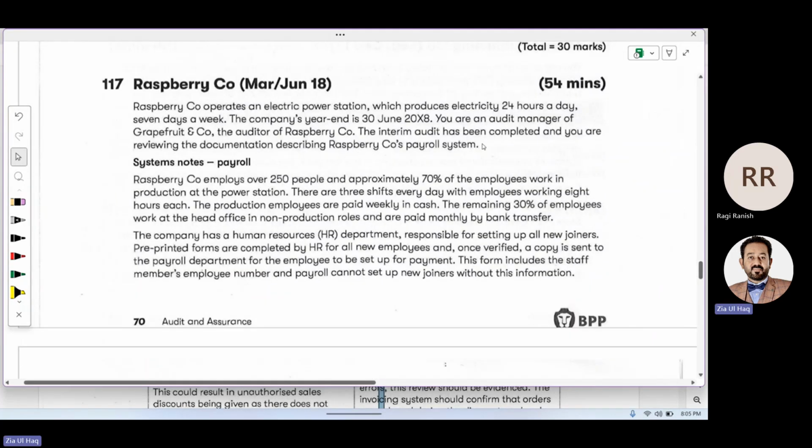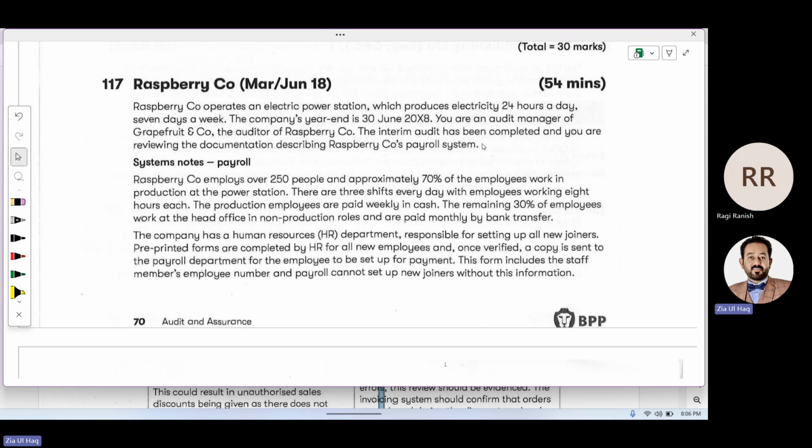Controls. Raspberry company operates an electric power station which produces electricity 24 hours a day, 7 days a week. The company's year end is 30th June 2028, and you are an audit manager of Grapefruit and Company. This is the firm name, Grapefruit. Your client name is Raspberry. The auditor of Raspberry Company, the interim audit has been completed, and you are reviewing the documentation describing Raspberry Company payroll system.